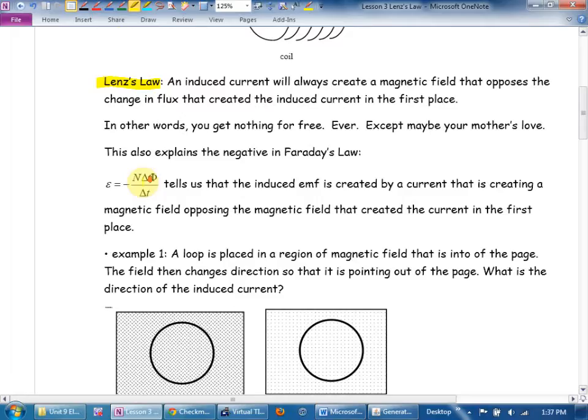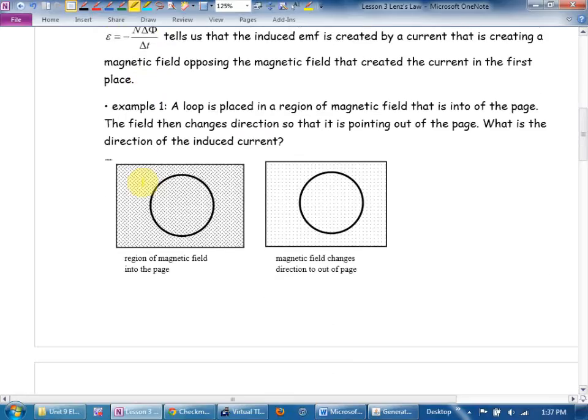For example, suppose you have a loop and it's placed inside a magnetic field where the magnetic field is going into the page. And then maybe it's an electromagnet. We, boom, flip the magnetic field so that now the magnetic field is going out of the page. It's this magnetic field that's inducing the current.